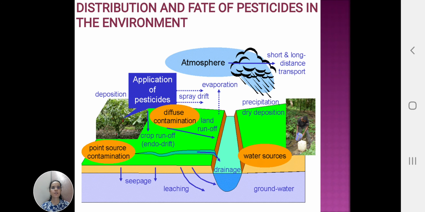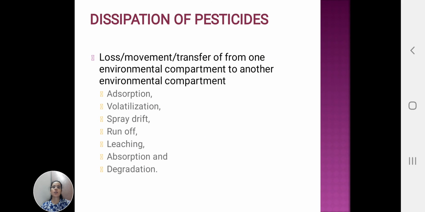This figure shows the different ways by which the pesticides are distributed and their fate in the environment. After the application of the pesticides, they can deposit through spray drift, runoff, seepage, leaching. They can reach the different compartments of the environment, that is the air, water and soil. The loss, movement and transfer of pesticides or pesticide residue from one environmental compartment to another is called dissipation of pesticides, and it includes adsorption, volatilization, spray drift, runoff, leaching, absorption and degradation.